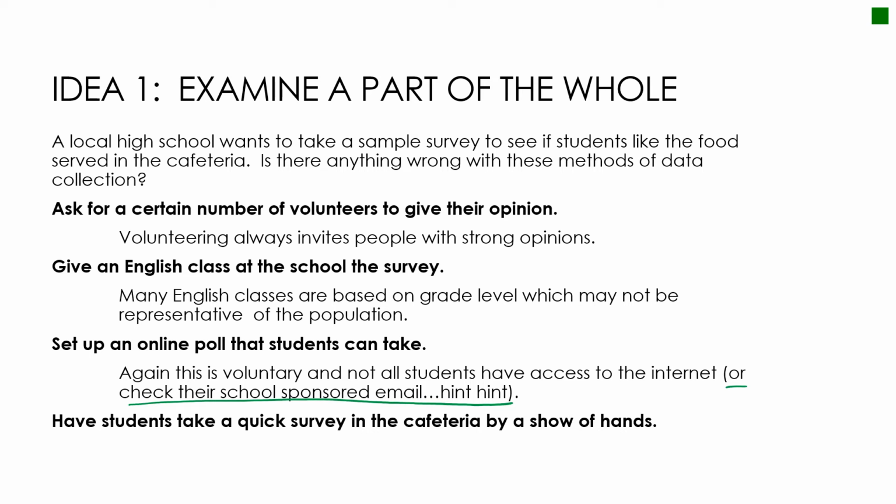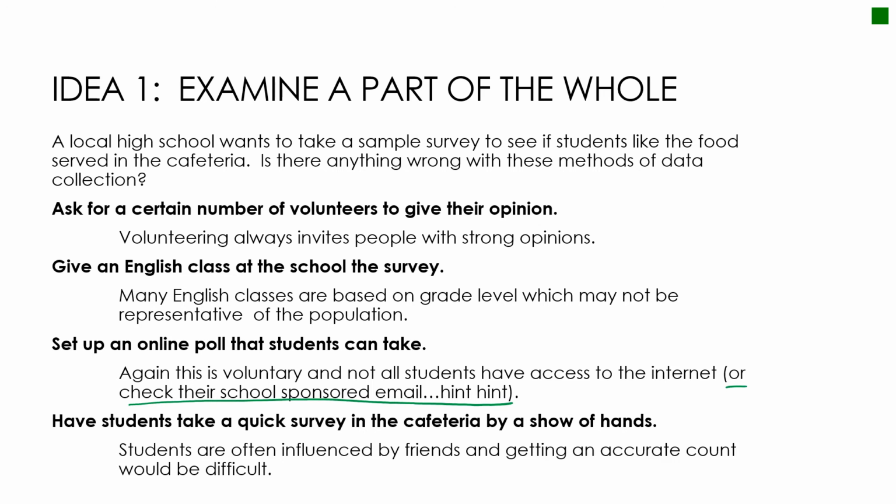So a lot of people in my classroom say, yes, this one's okay. But again, this one's not okay because students are often influenced by friends. Getting an accurate count would be difficult. And also, people who are in the cafeteria maybe actually like the food in the cafeteria, and so they would be more apt to say that the food was really good.